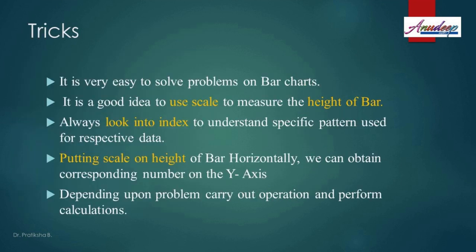Tricks. It is very easy to solve problems on bar charts. It is a good idea to use a scale to measure the height of a bar. So what you can do is put the scale horizontally on the height of a bar and obtain the corresponding number on the y-axis. That is the value the bar is representing. You should always look at the index first to identify the pattern used to represent a specific category on the graph. Depending upon the problem, you can then carry out the operation and perform the calculation.